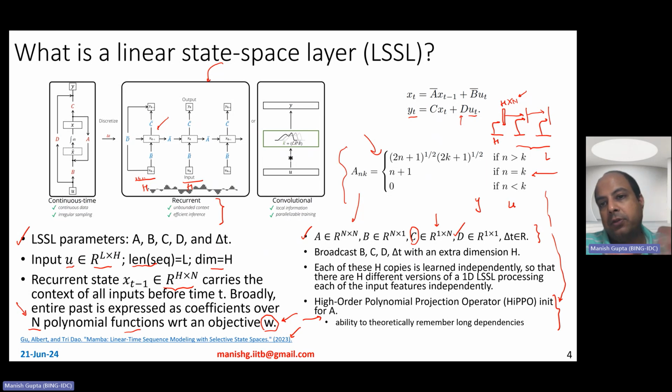Now, if you have inputs with multiple dimensions or multiple features, so I just talked about one feature, let's call the number of features H, because that's what we call them. Then what you need to do is just create H copies of B, C, and D. You don't need to touch A, remember, but you need to make H copies of B, C, D, and of course delta T. Delta T is the discretization factor, the discretization interval. So there is B, C, D and delta T, and then there are these H copies, because you have to run a state space model per feature.